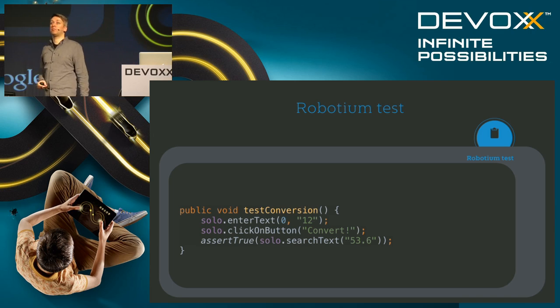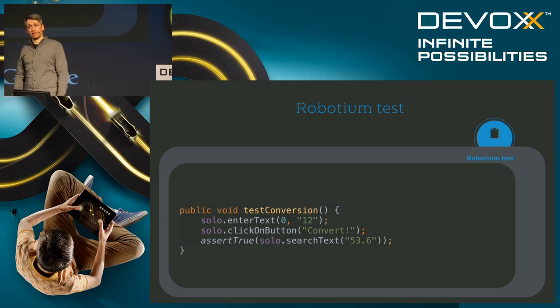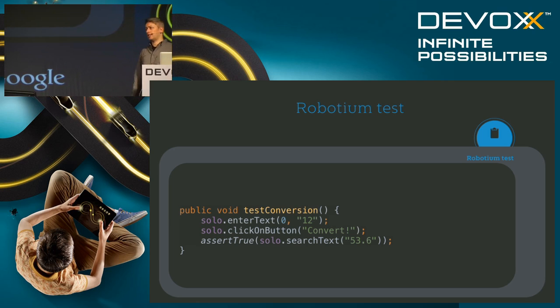At the same time, this means that your test might be a little bit more brittle. You really need to think, is this what you want to do? But at least you can do it with Robotium. Then you see, second line, click on button, which has the text on the button convert. So again, I really don't need to know the IDs and so on. It's very nice and easy to write a test.